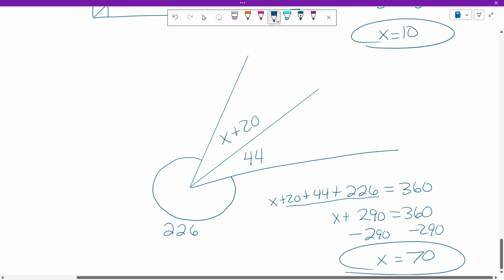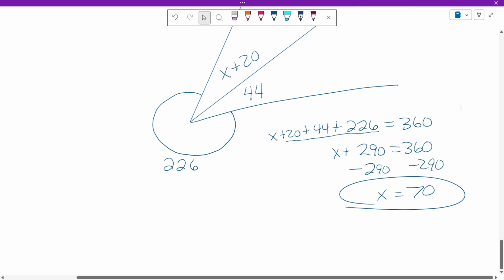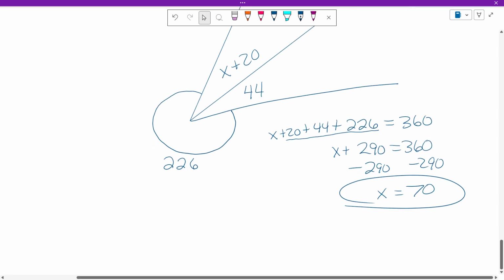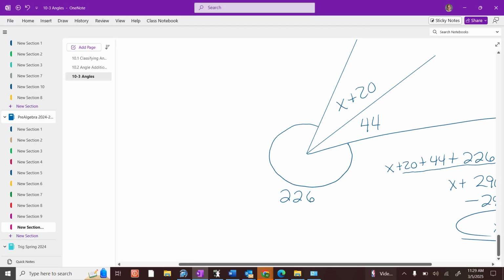Okay? All right. So that's what we're going to be doing today. You're going to have to write down some words when you see what types of angles you have, and then you're going to have to solve for x and figure out what the missing angles are. Okay? All right, there you go.